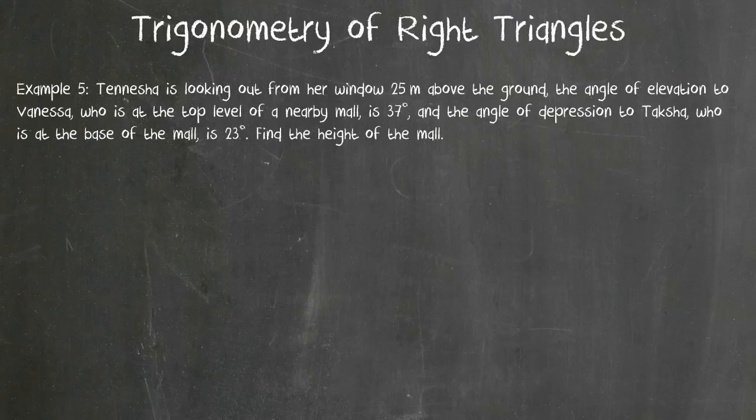So in example 5, we're told Tanisha is looking out from her window 25 meters above the ground. The angle of elevation to Vanessa, who's at the top level of a nearby mall, is 37 degrees. The angle of depression to Taksha, who is at the base of the mall, is 23 degrees. And we want to find the height of the mall.